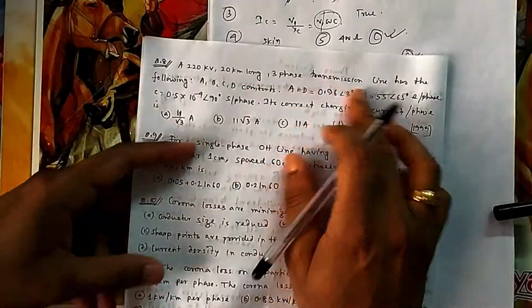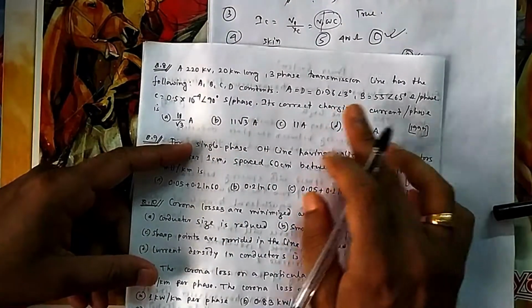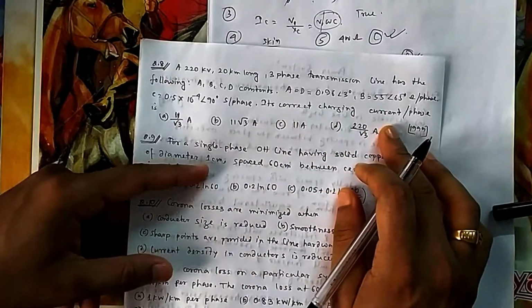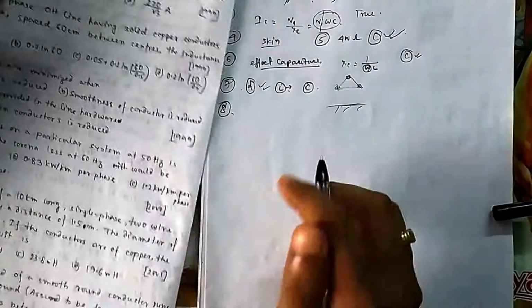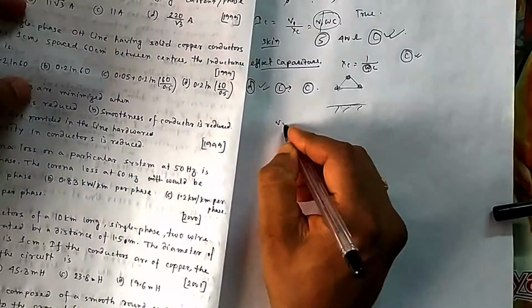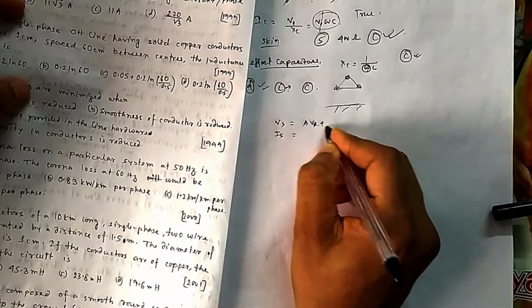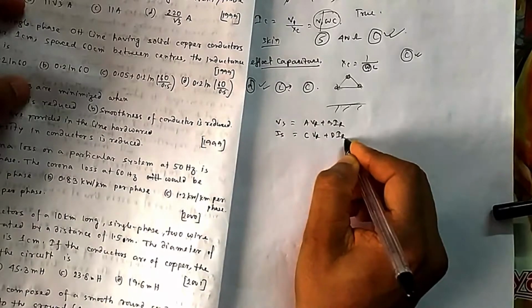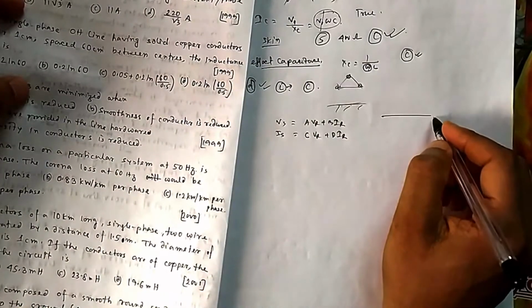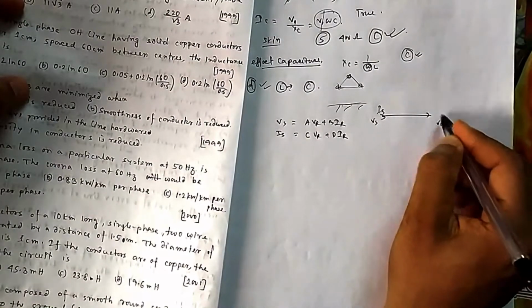Now if you come to question 8, a 220 kV, 20 km long three-phase transmission line has the following parameters. Its charging current: the correct charging current means only the current that is flowing through C, that means you are not giving any load. So what is my VS, IS model? VS equals A VR plus B IR, IS equals C VR plus D IR. That was the model. Now this is your sending end VS, IS, and this is your receiving end VR and IR.